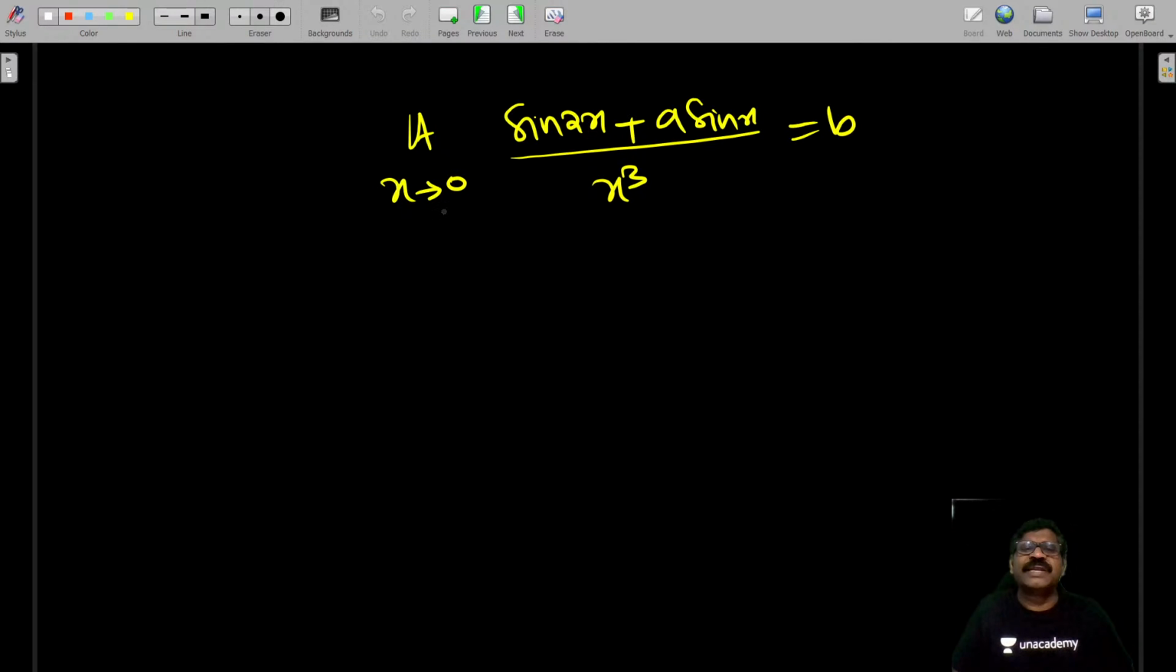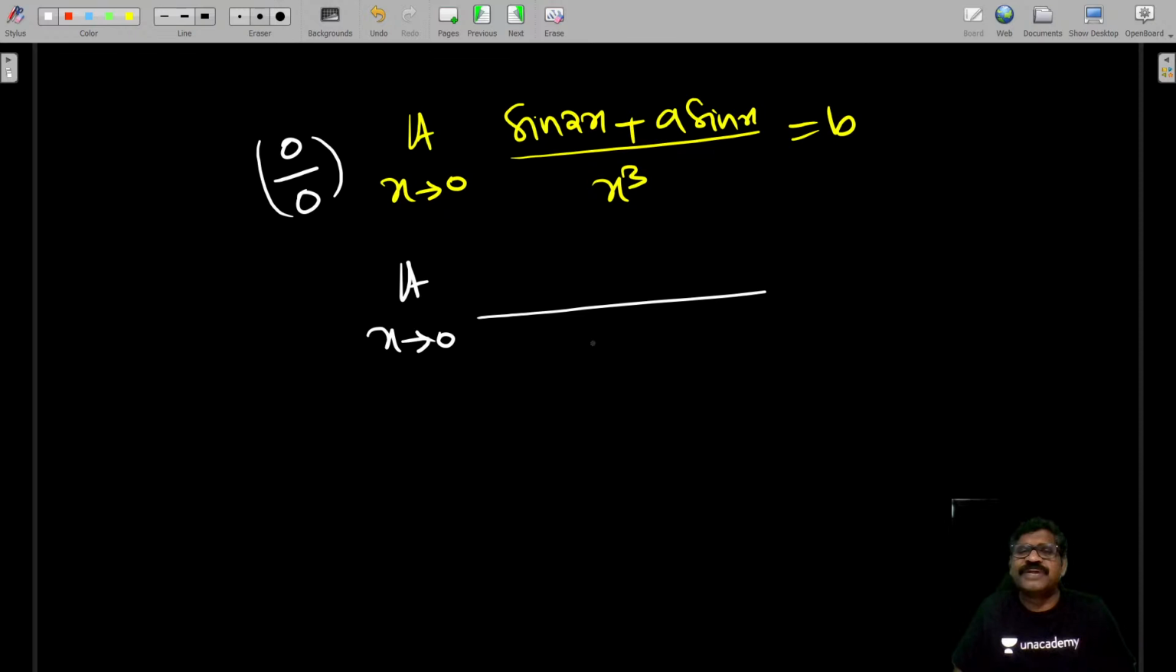Observe here, when x is tending to 0, numerator is tending to 0, denominator is tending to 0, 0 by 0 form. That's why we have to apply L'Hospital rule. Limit x tends to 0. Differentiation of denominator is 3x square. Differentiation of numerator: differentiation of sin 2x is 2 cos 2x, differentiation of a sin x is a cos x, equal to b.